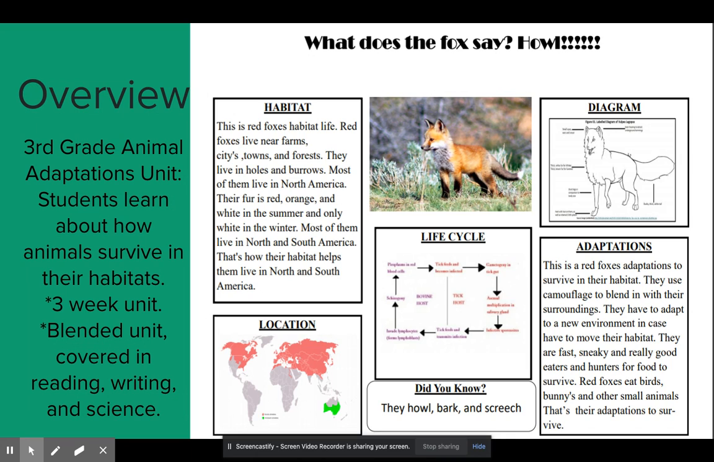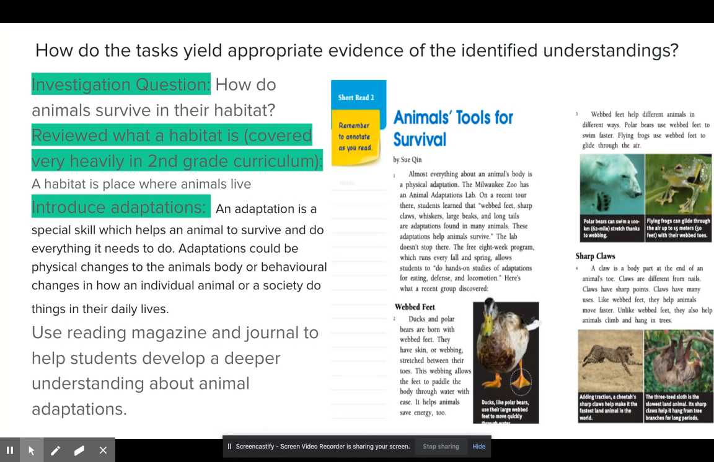I taught an animal adaptations unit. It was a 3-week unit, and it was blended and taught in reading, writing, and science. Here's an actual poster. It was actually from a few years ago. The ones we did in class were more handmade. So this is one that was typed up. The ones this year were handwritten, and so this is just a really good example of one, though.